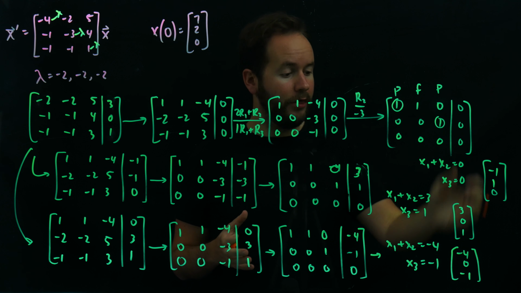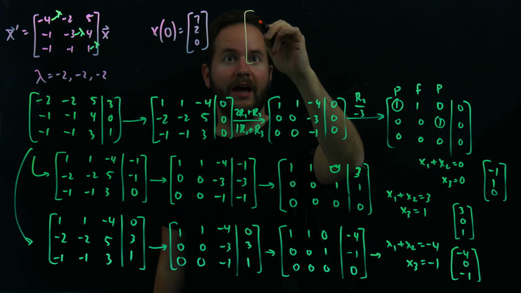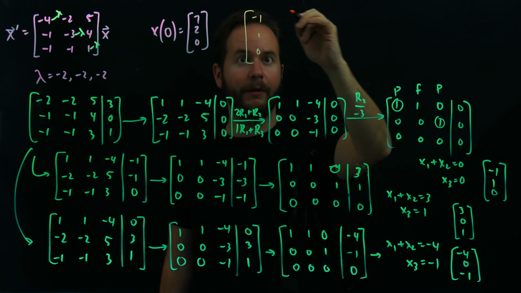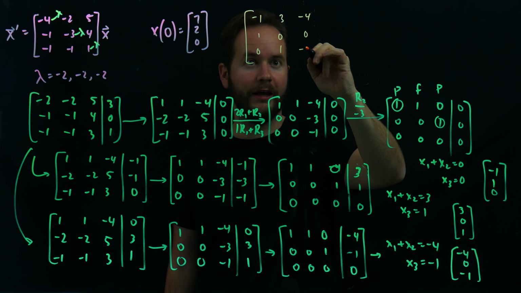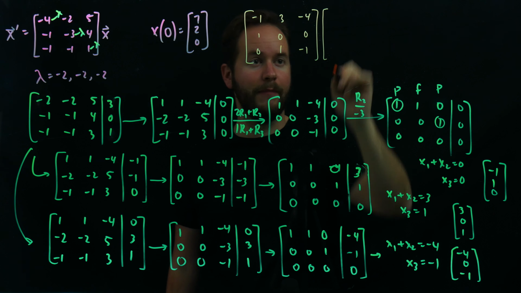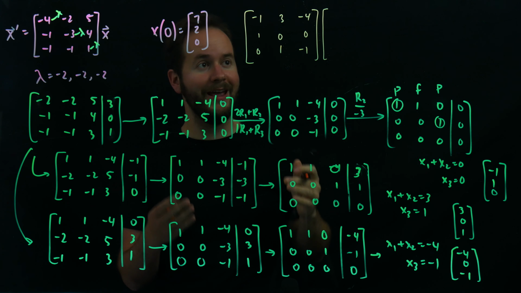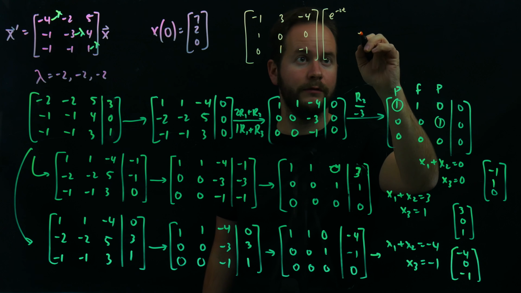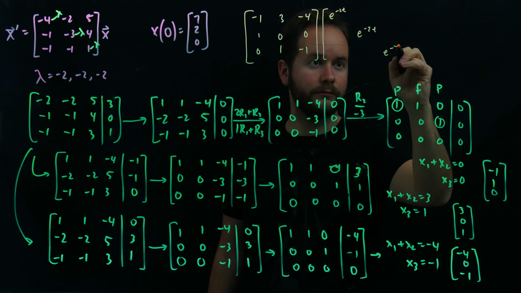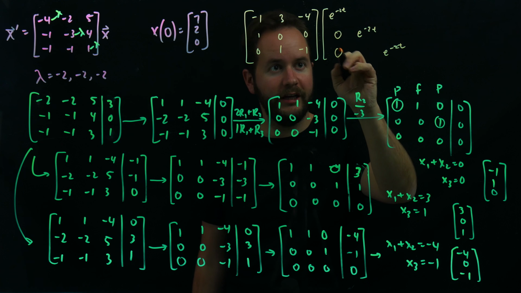We start by putting the 3 eigenvectors in a matrix side by side. So we have -1, 1, 0, followed by 3, 0, 1, followed by -4, 0, -1. Then I create the matrix exponential. The matrix exponential just takes e to the -2t and puts it on the main diagonal, putting zeros underneath the main diagonal.